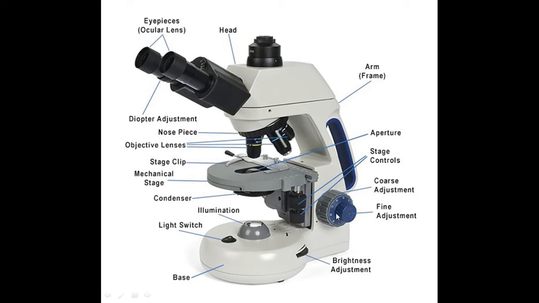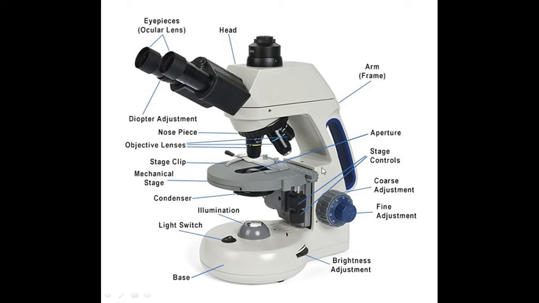We also have the coarse and the fine adjustment. The coarse adjustment, together with the fine, is used for movement of the stage up and down. The coarse adjustment moves the stage with a very high pressure, therefore it can move the stage fast.